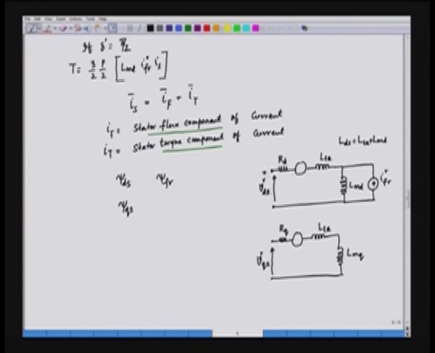If we have a reference like this, we can have a plus minus sign, and then the back EMF in this case is omega r into psi qs. This will be helping the applied voltage. It is minus and plus here, just like a synchronous machine, and here the back EMF will be plus and minus, it is omega r into psi ds.